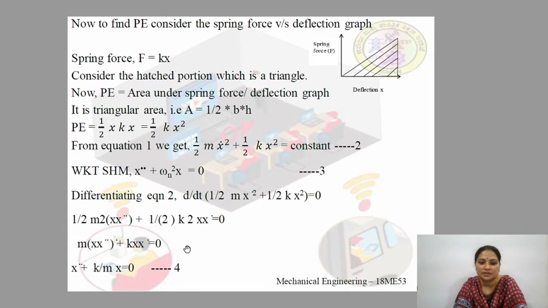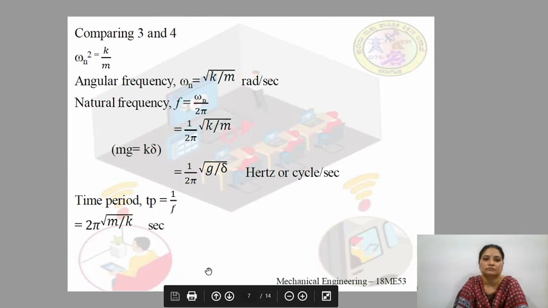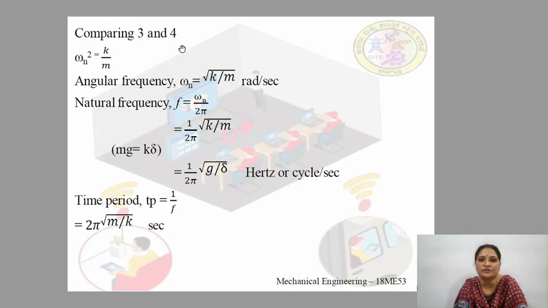Further simplifying, since x dot is common, after simplification we get x double dot plus k by m into x is equal to 0. Let us call this equation number 4. Now, comparing equation 4 with the simple harmonic motion equation, we get the angular frequency as omega n square is equal to k by m. Angular frequency omega n is equal to the root of k by m, in radians per second.